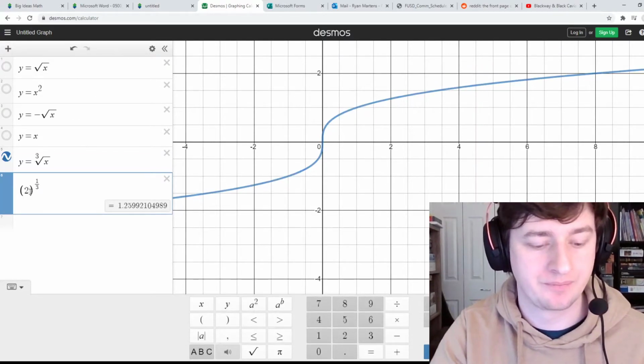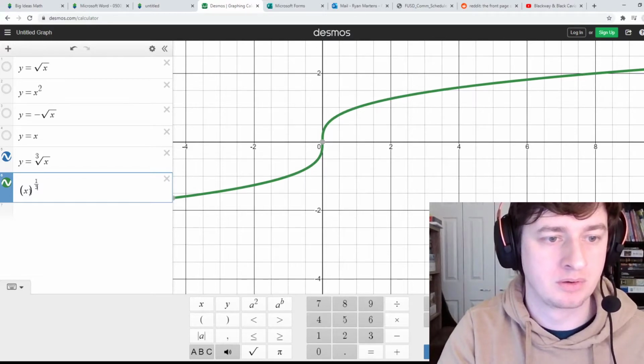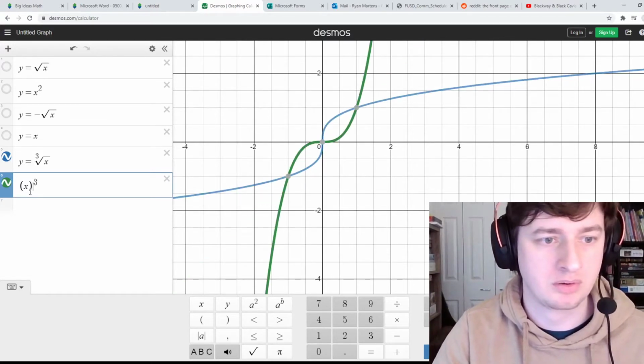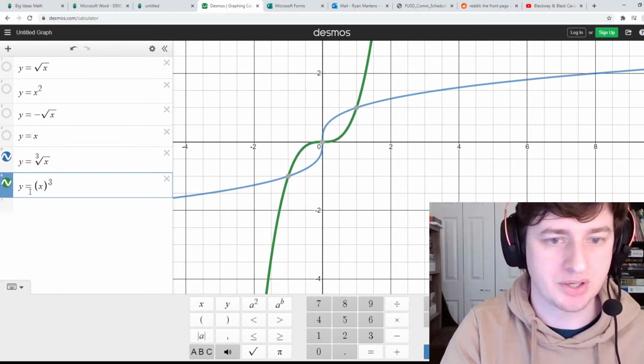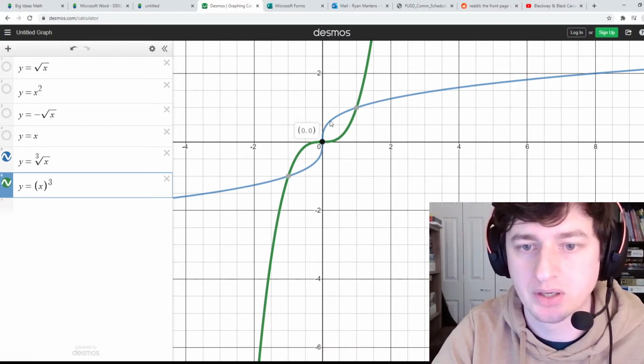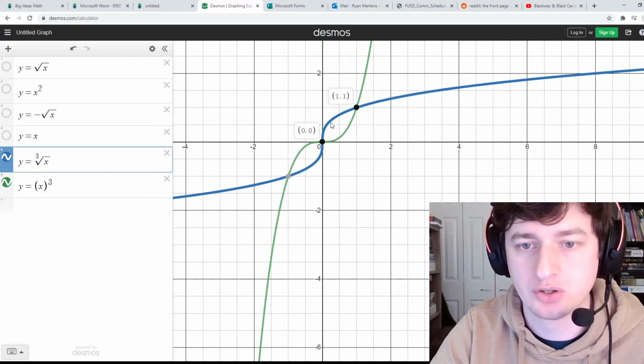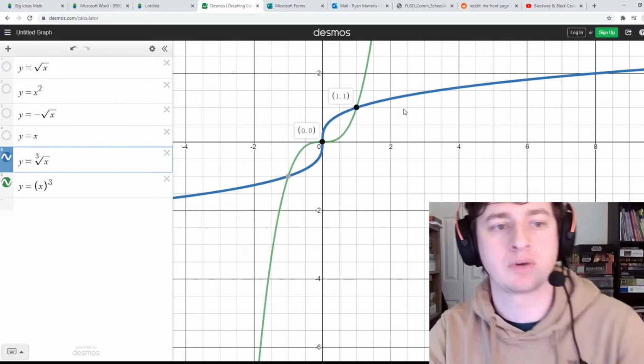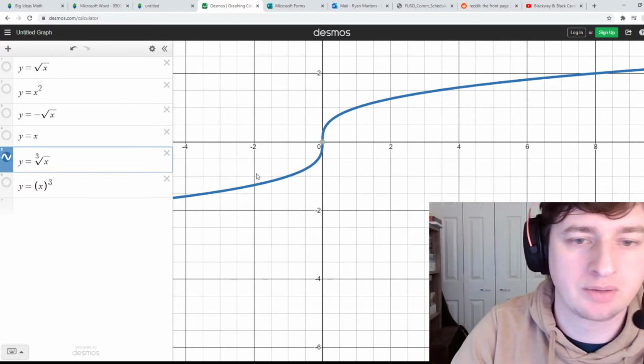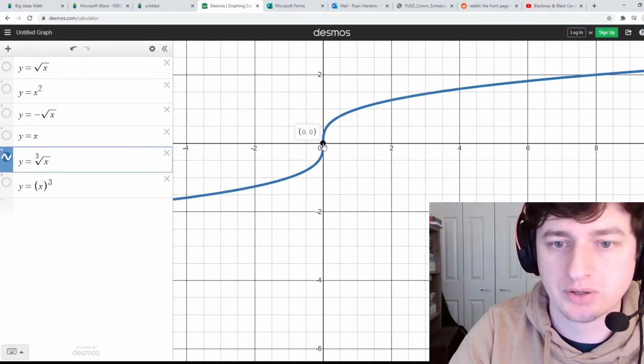And then this is y equals x cubed. And so they're mirrored again. So the blue and the green are mirrored. The cube one gets really big, right? It goes up quickly. It's the green one. And then the cube root one here goes to the right. So this is what we're looking at. This right here.